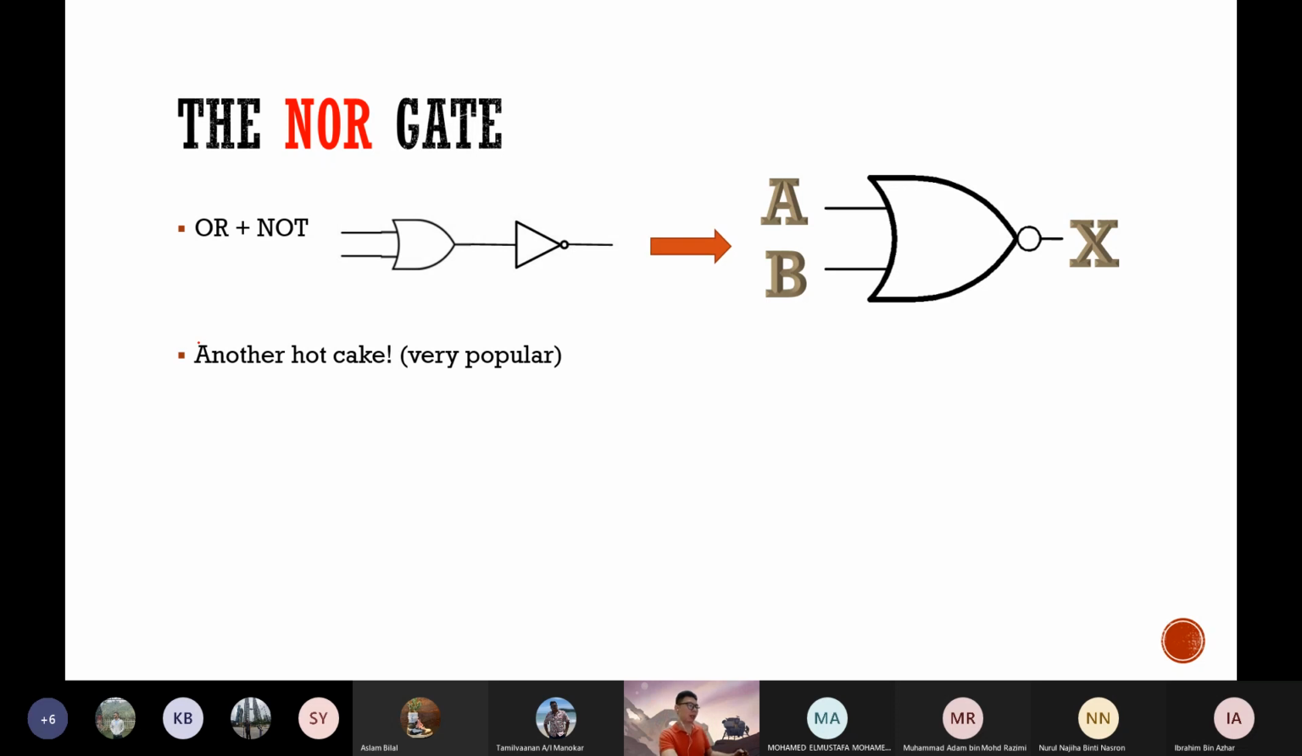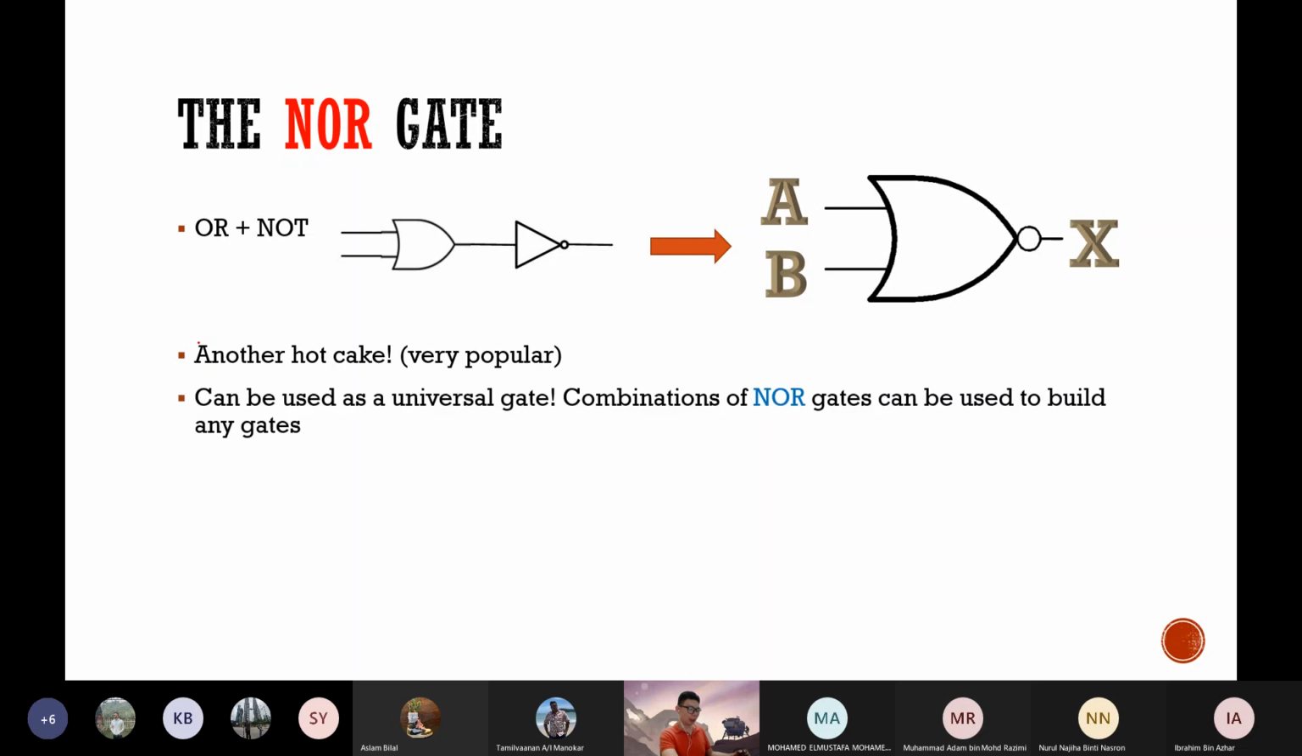So these are the two very popular gates because the NOR gate is also a universal gate. Okay, it's also a universal gate because using NOR gates, we can build any other gates. We can build any system with just the NOR gate. Okay, so that's why it's popular. Right, this is the Boolean expression for the NOR gate. So just take a quick look at this to make sure that it makes sense.